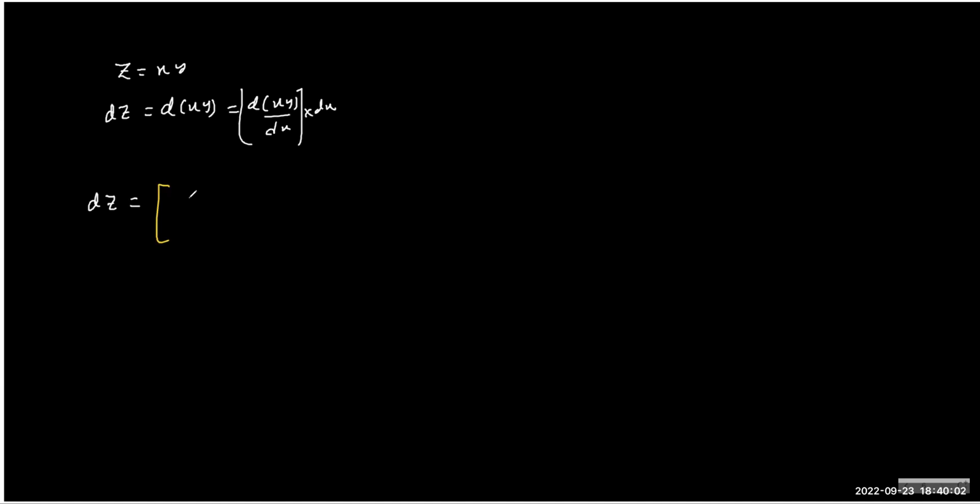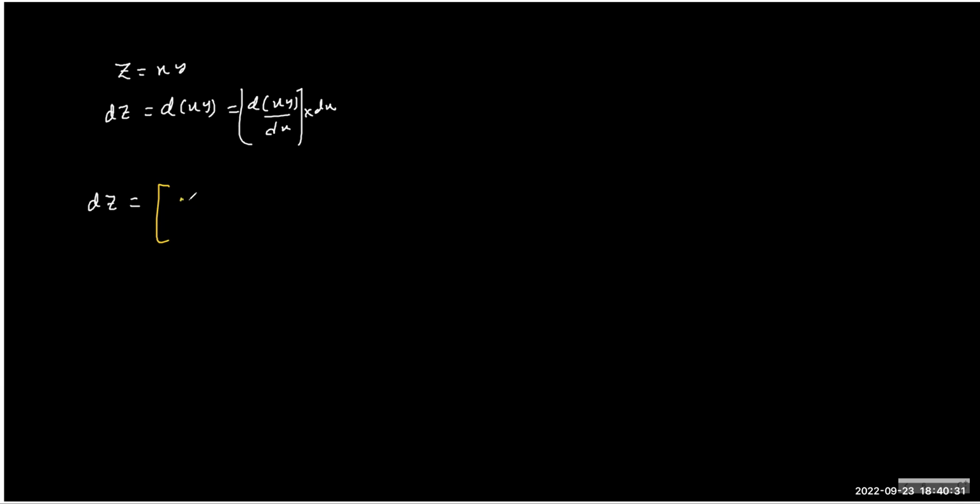What should I write here? I can take one of them outside and differentiate the other, isn't it? Yes, sir. So how to write? Tell me. d of x into y plus d of y into x. Once again, repeat. d of y plus x plus d of x plus y. It's something like a product and plus. How do we write it?